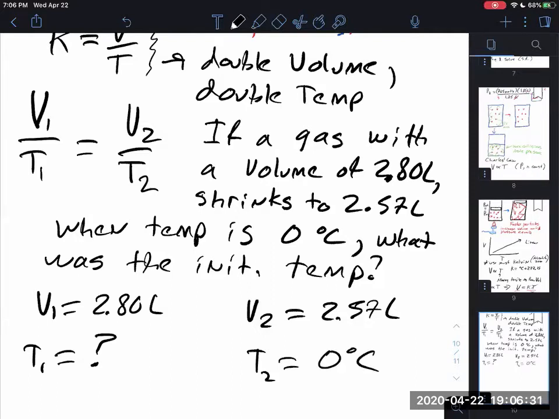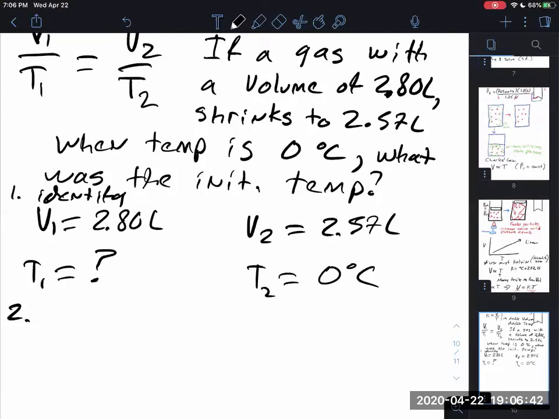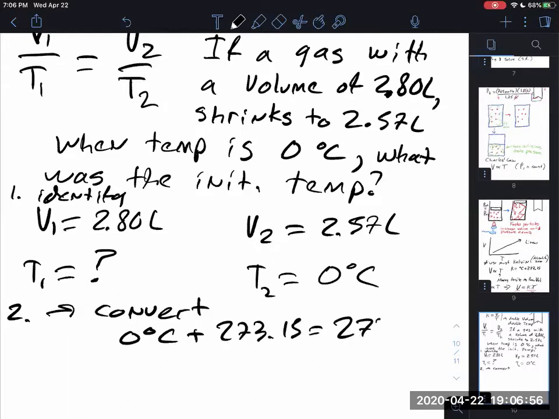Okay, so the first idea is identify variables. The second step would be convert. Do I have to convert any variables here? The temperature. So 0 degrees Celsius plus 273.15 equals 273.15 Kelvin. So that's this one here, 273.15 Kelvin. I can't have Celsius. If I want to, I can convert them to Celsius after I'm done. But when I'm doing the equation, I need to have Kelvin.